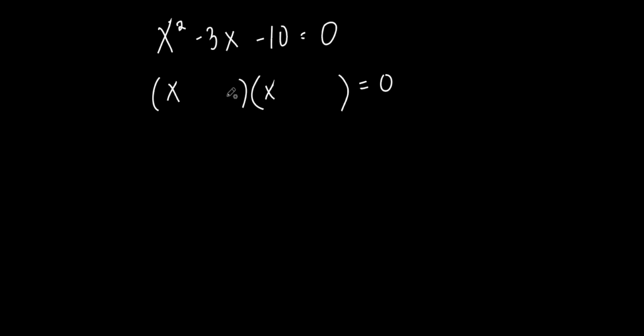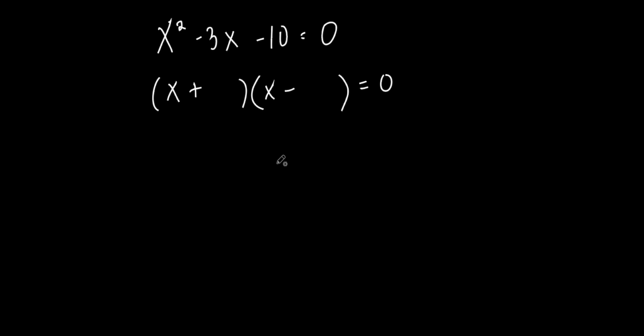Okay, so I got to figure out what times what equals negative 10, and those same exact two numbers add up to be negative 3. 5 and 2. Does it matter which one's positive, which one's negative? Am I going to make them both positive? One's positive and one's negative, because when I multiply it, I got to get a negative, correct? So I have to have a positive and a negative.